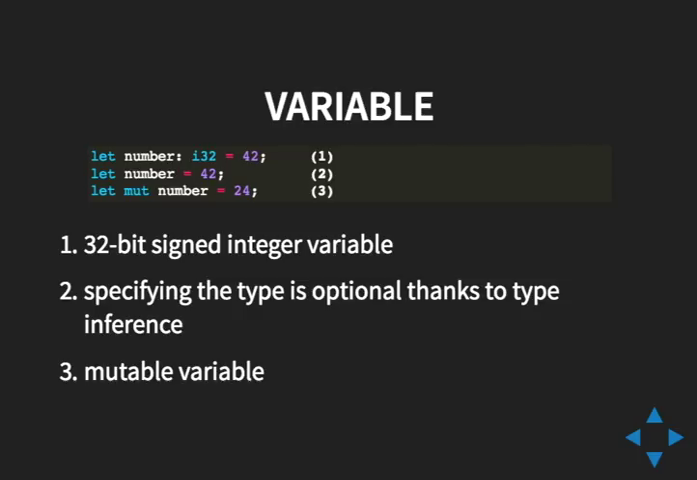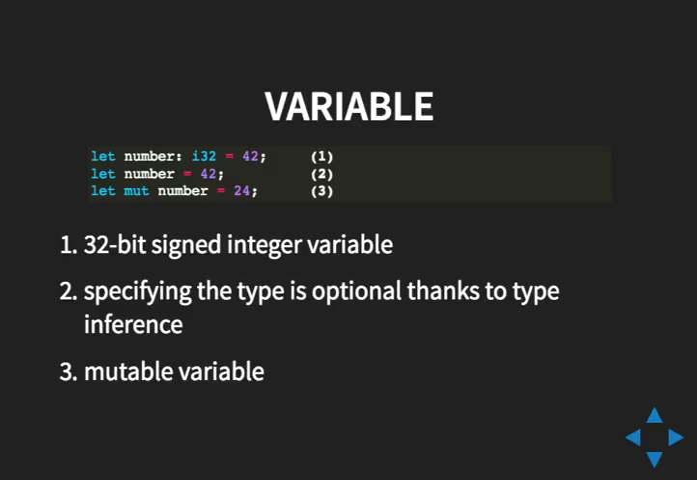So let's see how we declare variables in Rust. We start with the let keyword and then the identifier, followed with an optional colon and type, because as I told you, there's type inference in Rust, so we're not bound to specify the type. The compiler is able to know that this constant 42, for instance, is an integer. And in Rust, the integers will be 32-bit signed integer by default.